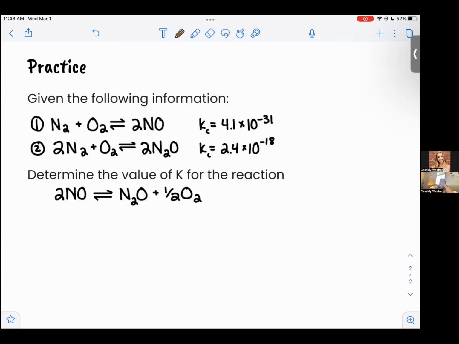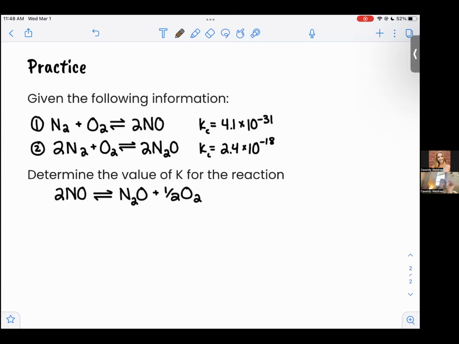Hey guys, it's Cassidy. So today we're going to be looking at a practice problem that includes all of the manipulations for K that we might see. In order to do this problem, I'm actually going to write it out on my iPad so you can see the process that goes through my head when I do this.